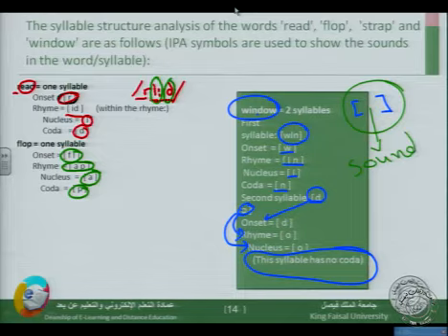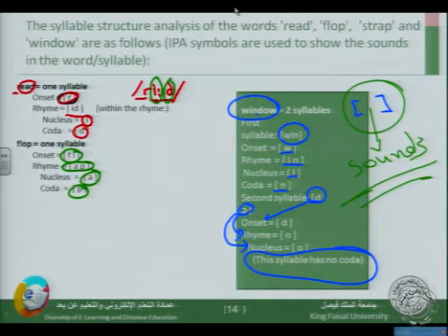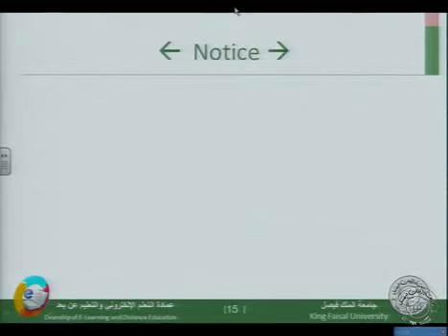To put what? Sounds. Not to put the spellings, not to put the letters. And there is definitely a difference, and you know this difference between the letters and the sounds. So did you get the idea? I hope so. Let us move.